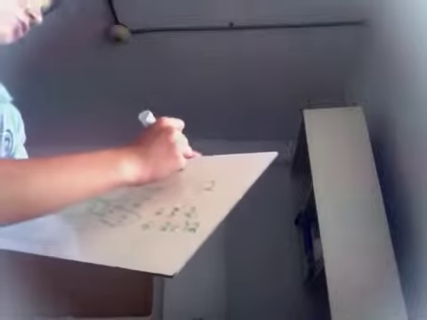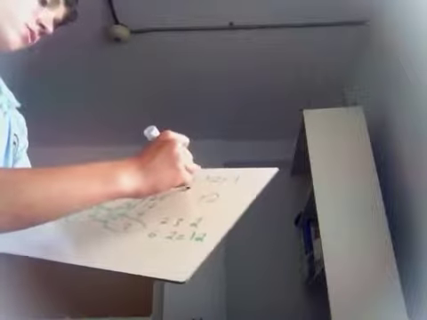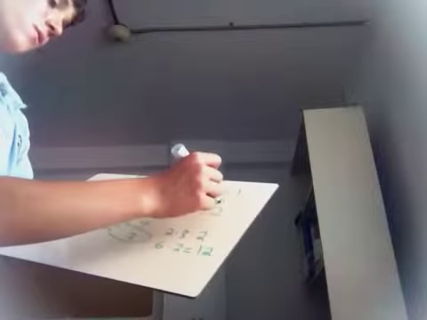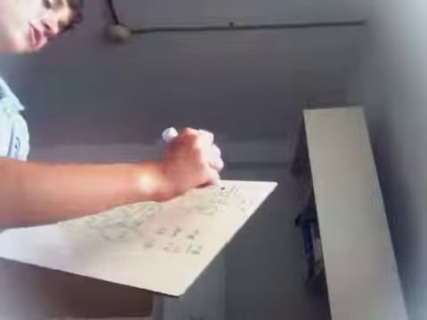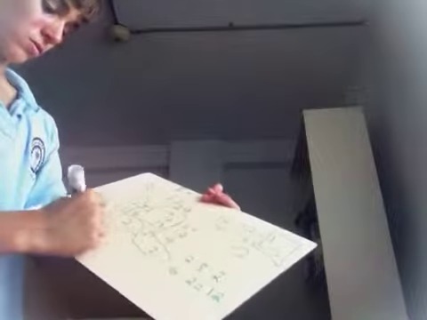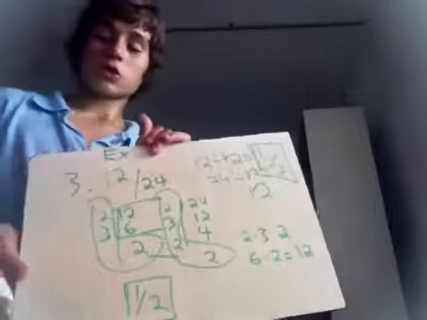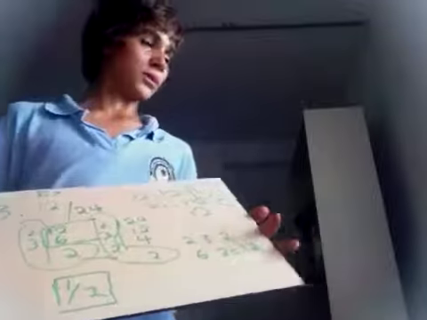So you have 12 divided by 12 equals 1. 24 divided by 12 equals 2. So you get 1 out of 2, that is 1/2. So 12 out of 24 in its simplest form is 1/2.